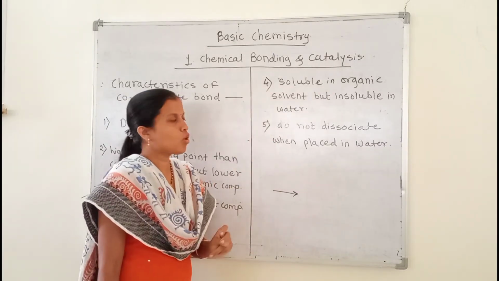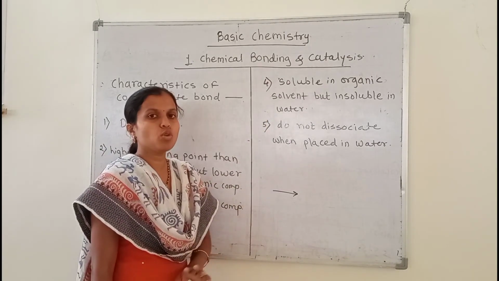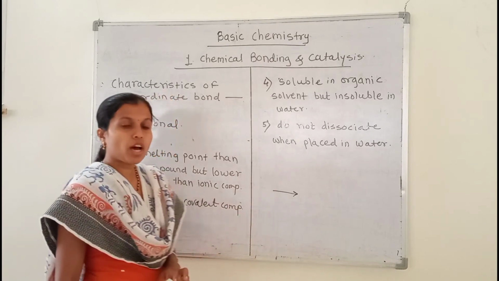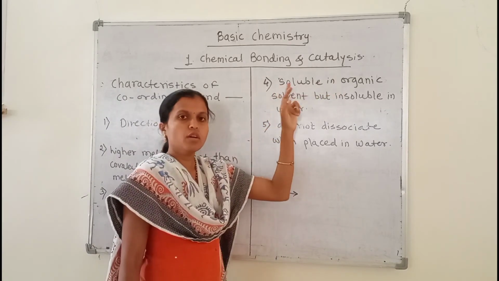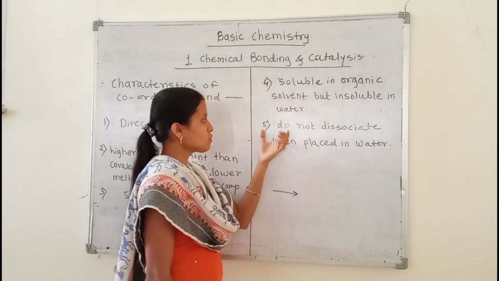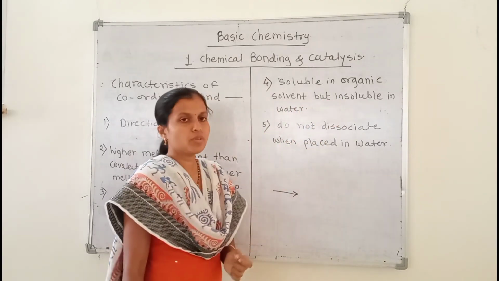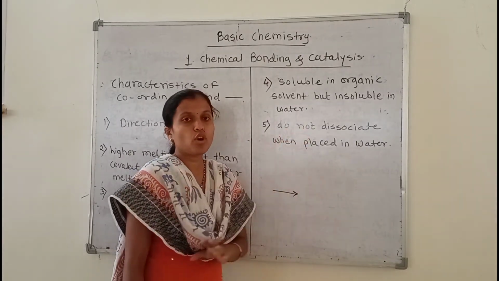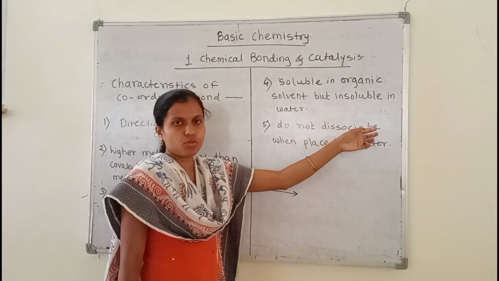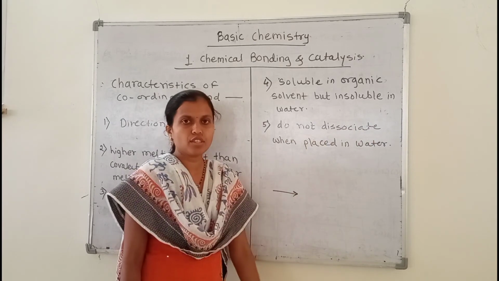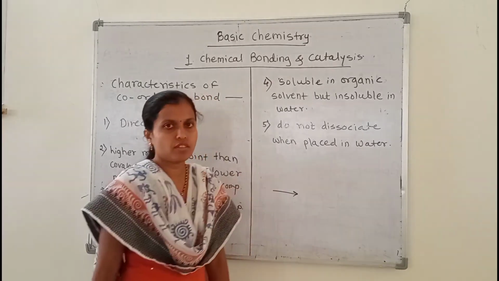The fourth characteristic of coordinate compounds is that they are soluble in organic solvents but insoluble in water. The coordinate compounds are polar covalent compounds, so that's why they are soluble in organic solvents but insoluble in water. Okay. Only ionic compounds will be soluble in water. The fifth characteristic is that these compounds do not dissociate when placed in water. Since they are insoluble in water, they do not dissociate in water either.